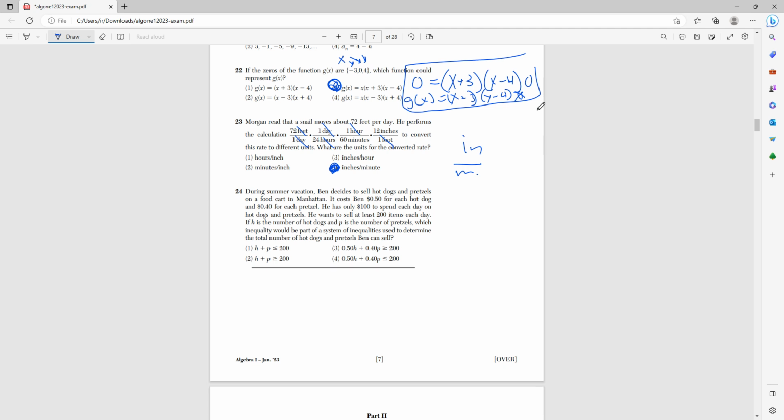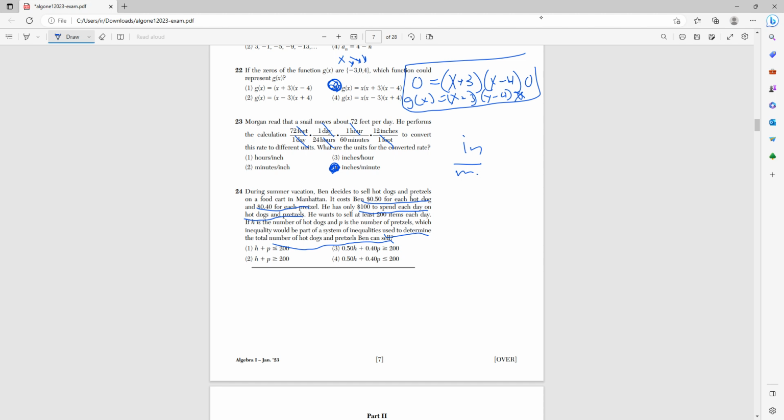And now last question, 24, says that during the summer vacation, Ben decides to sell hot dogs and pretzels on a food cart in Manhattan. It costs Ben 50 cents for each hot dog and 40 cents for each pretzel. He only has $100 to spend each day on hot dogs and pretzels. He wants to sell at least 200 items per day, right? If H is the number of hot dogs and P is the number of pretzels, which inequality would be part of a system of inequalities used to determine the total number of hot dogs and pretzels that Ben can sell?